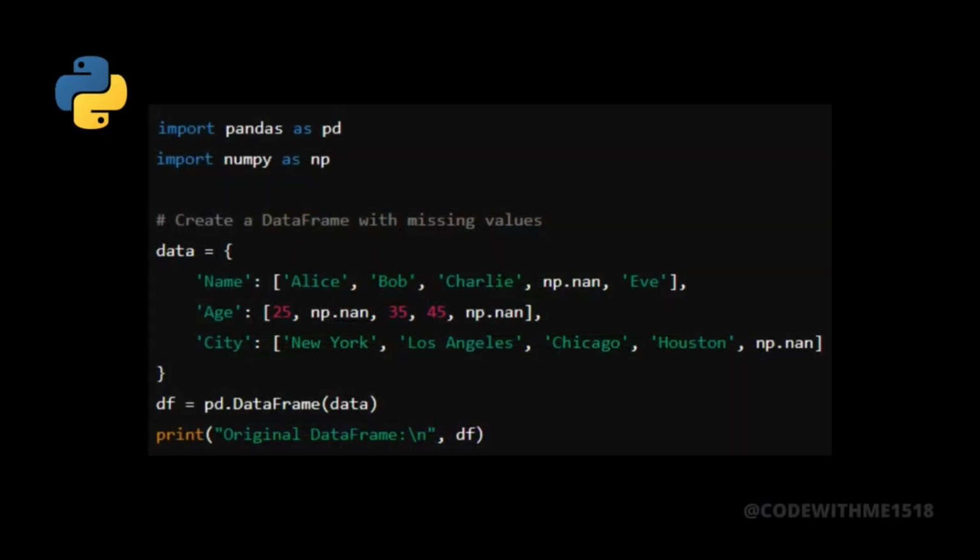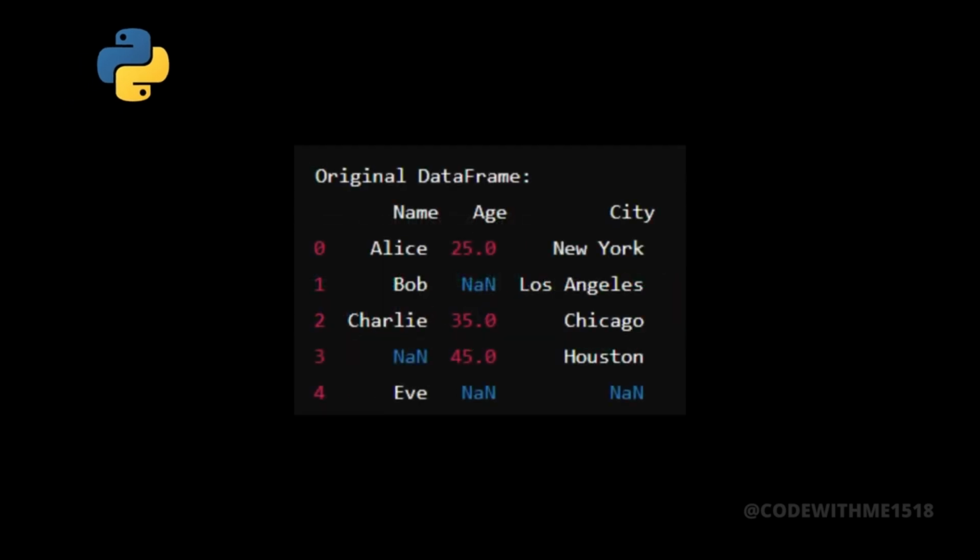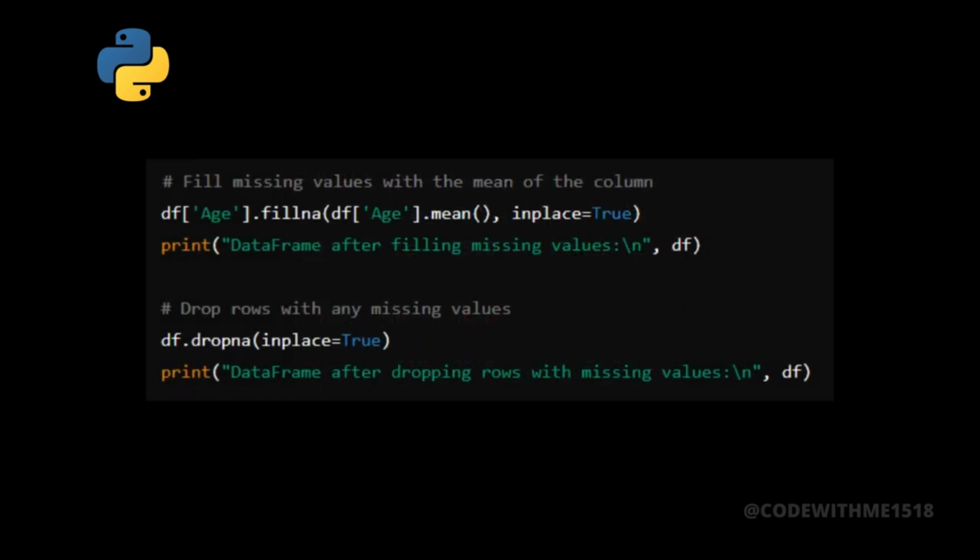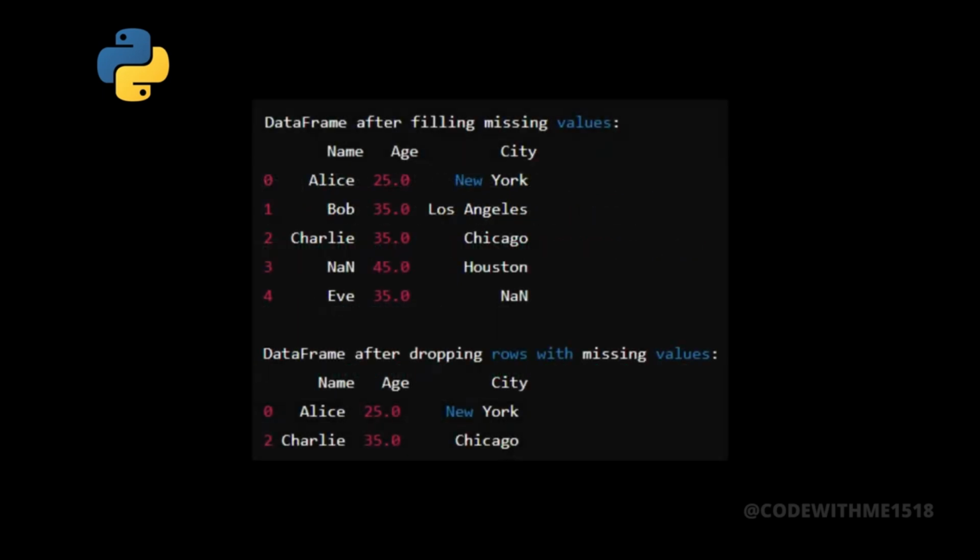First, let's create a data frame with some missing values. This code creates a data frame with missing values. Let's run the script to see the output. Now, let's handle these missing values. We can fill them with a specific value, like the mean, or drop them entirely. Let's run the script to see the output after handling missing values.